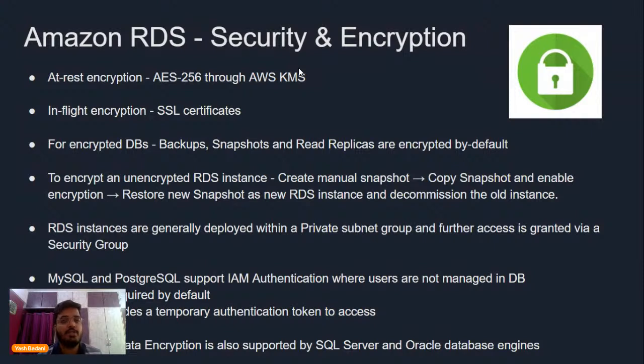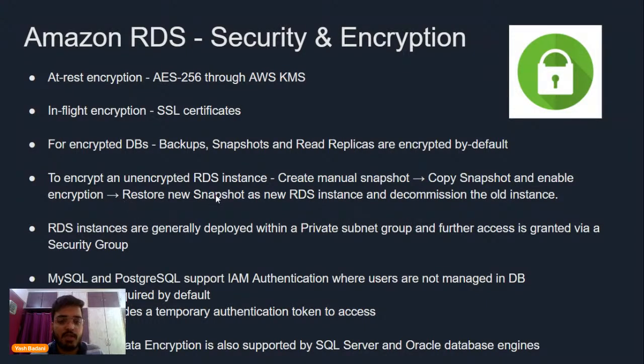But what if my database is not encrypted and I want to encrypt this database? What you can do in this case is, when you create a manual snapshot, that particular functionality is only responsible for creating snapshots of the data, right? It is not responsible for encrypting your data. So for an unencrypted RDS instance, you need to create a manual snapshot first. There is an option to copy the snapshot, right? And while copying the snapshot, there's an option to encrypt this new snapshot that is being created. So snapshot number two will be encrypted now.